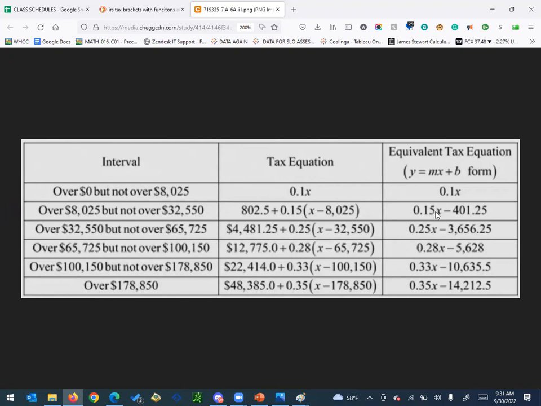So yes, we got 1, 2, 3, 4, 5, 6. We have a piecewise function that actually has 6 different functions inside it. That was kind of cool, to sort of see it. Make a piecewise function out of it. Okay, we're good there.